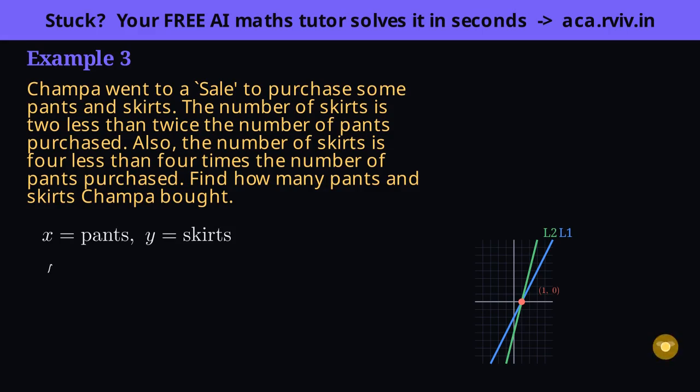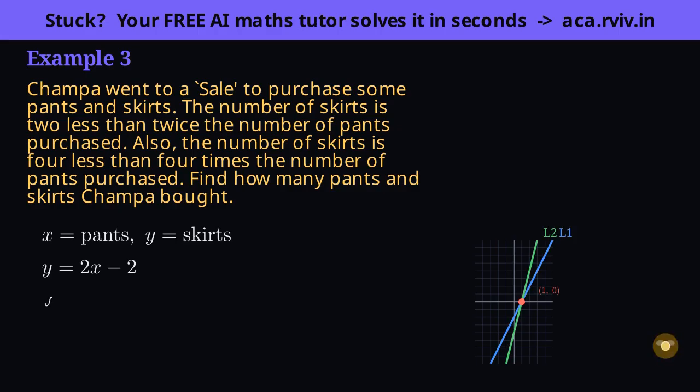Take the first fact. The skirts are 2 less than twice the pants. Let's translate word by word. Twice the pants is 2 times x. That's 2x. 2 less than, it means we subtract 2. So y equals 2x minus 2. Notice how the English maps cleanly onto the algebra.